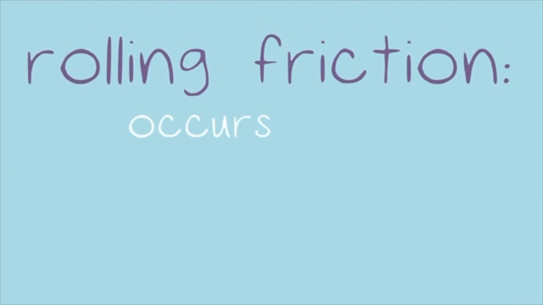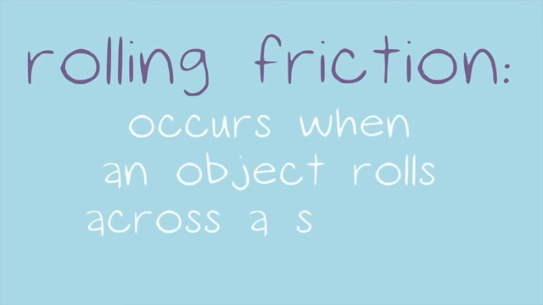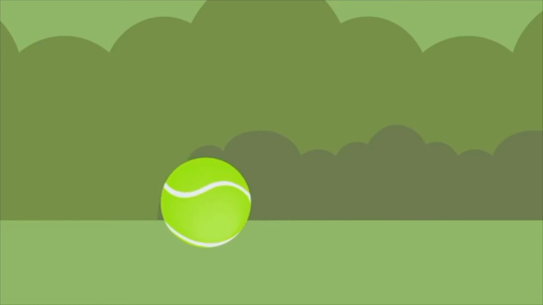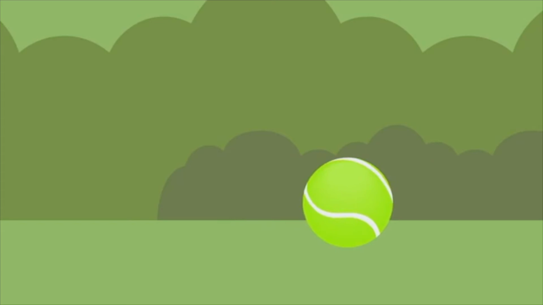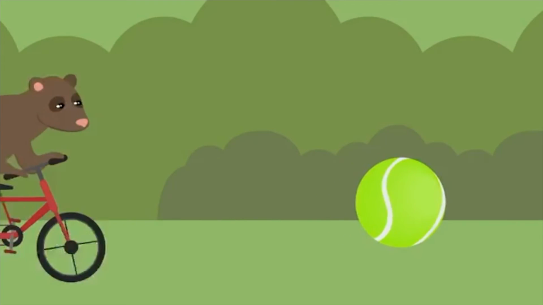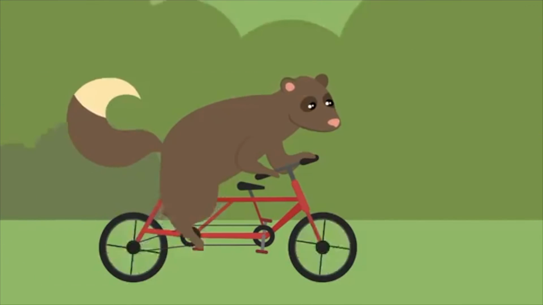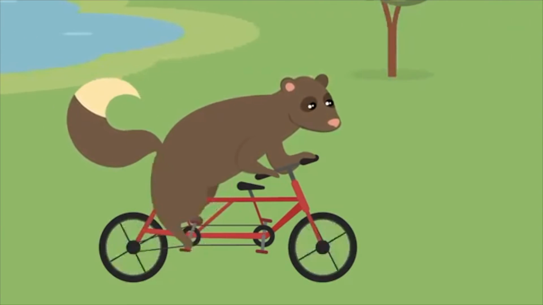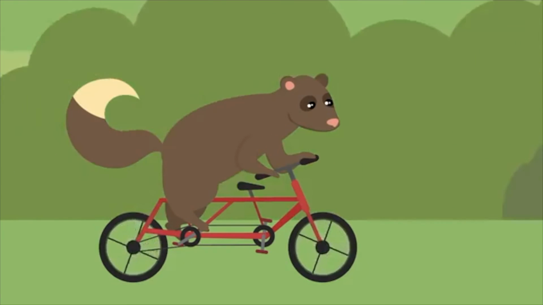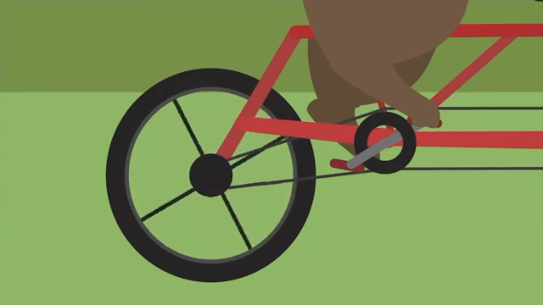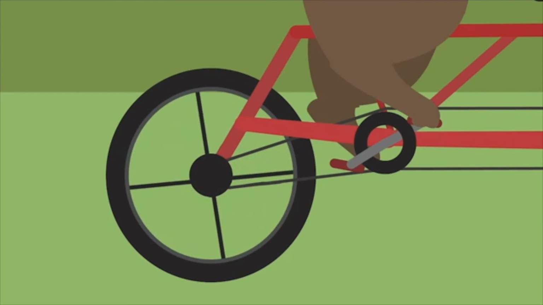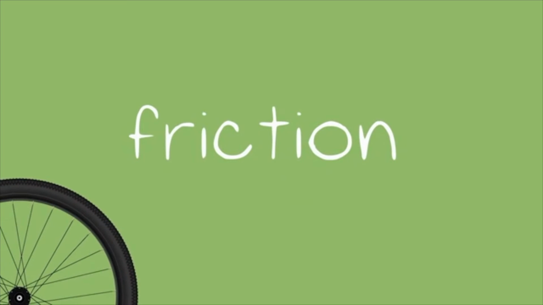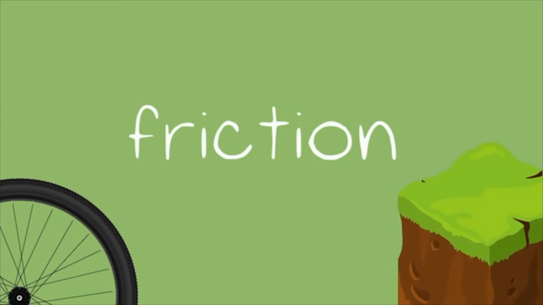Rolling friction occurs when an object rolls across a surface. The opening example of a ball dropped on the ground is an example of rolling friction. A bicycle is another great example of rolling friction. Imagine you are cycling down a street. If you stop pedaling and just coast, your bicycle's wheels will eventually roll to a stop. Without more pedaling, the friction of the wheels against the ground will stop the bicycle's motion.